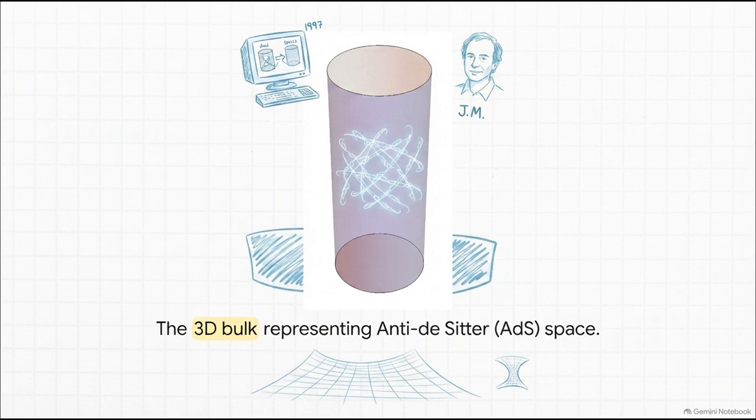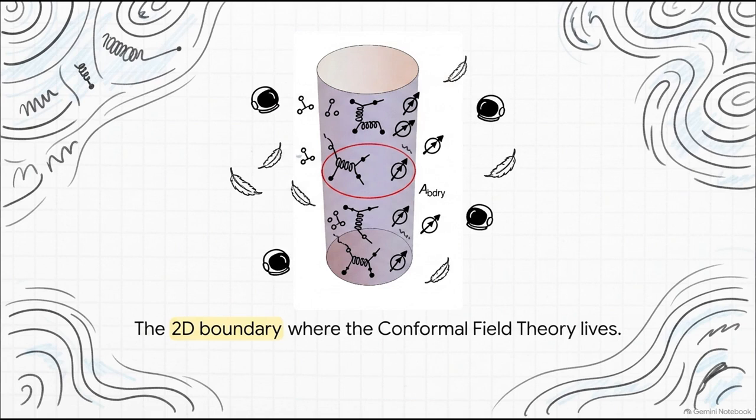He started with this cylinder shape representing anti-de Sitter, or ADS space. This bulk is a mathematical model of a universe with negative curvature and, crucially, a theory of quantum gravity, kind of like string theory. Now, surrounding that 3D bulk is a 2D boundary, and on this boundary surface lives a conformal field theory, or CFT.